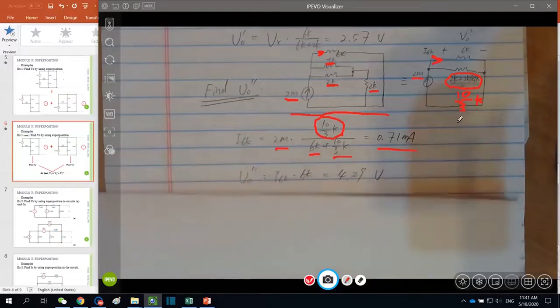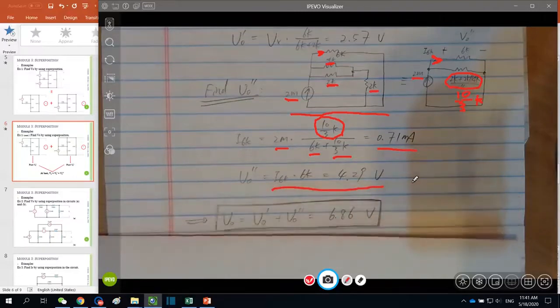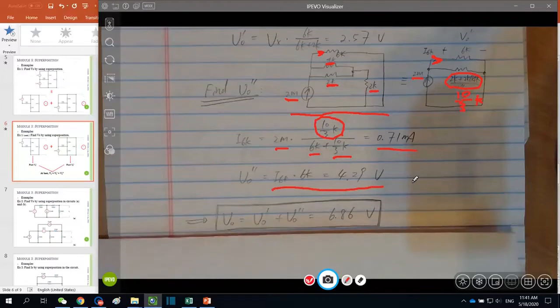And then obviously by Ohm's law, we can find V0 double prime equals the resistance 6 kilo times this current. It turned out to be 4.29 volts. Last but not least, the voltage we're really looking for from the original circuit is V0. It is equal to the sum of V0 prime and V0 double prime, 6.86 volts. So feel free to try this over to justify your understanding.